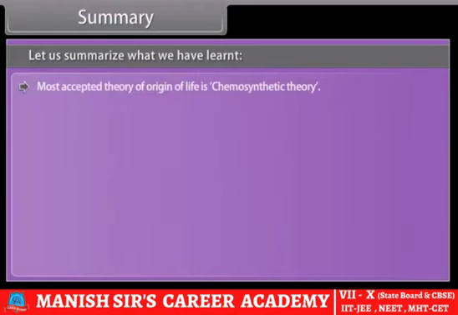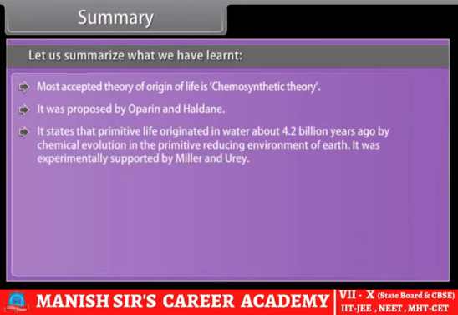Most accepted theory of origin of life is the chemosynthetic theory. It was proposed by Oparin and Haldane. It states that primitive life originated in water about 4.2 billion years ago by chemical evolution in the primitive reducing environment of Earth. It was experimentally supported by Miller and Urey.